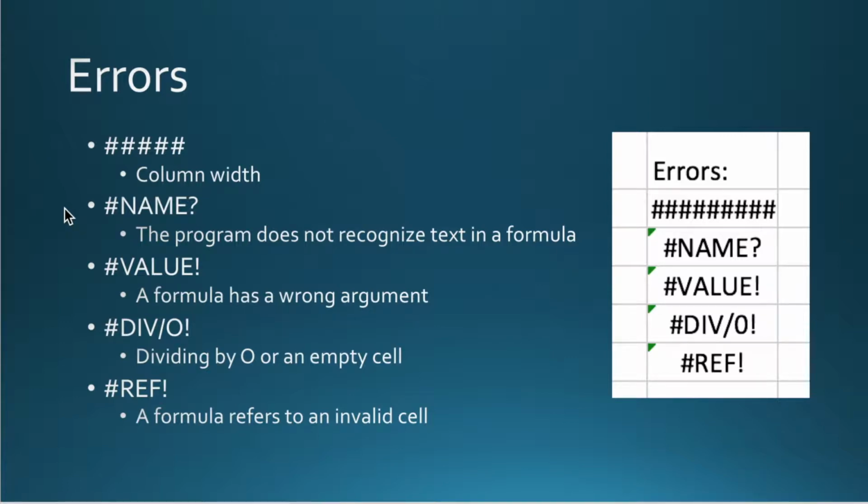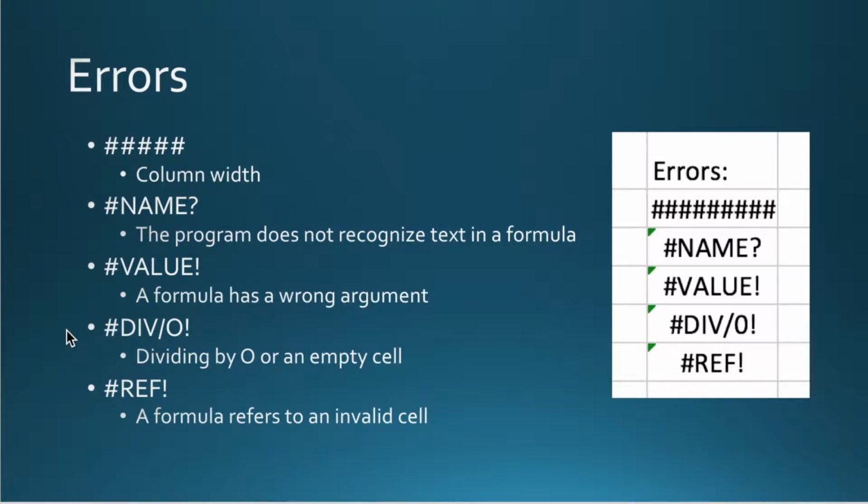This error name means that the text for a formula in a cell the program can't recognize. So for example, if you wanted to sum something but you wrote SU instead of SUM, you would get this error. Value means that the formula has a wrong argument. So if you're trying to add a numeric value with a text value, that's going to be a problem, and that's where you'll get the value error.